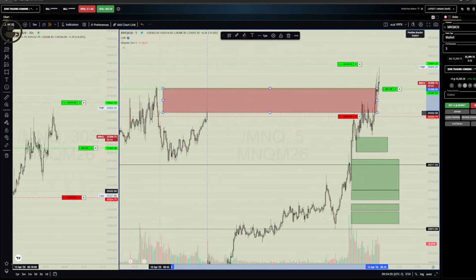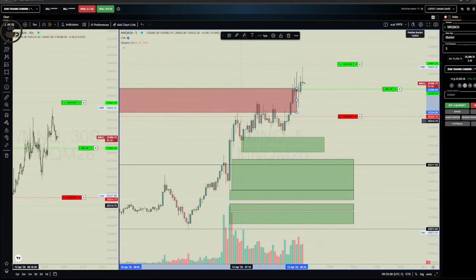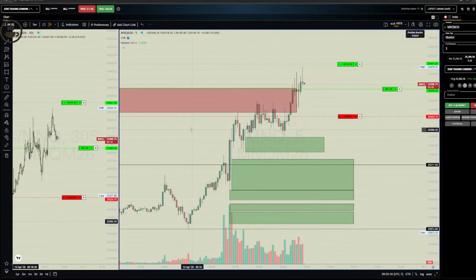So here was your previous supply before. Came over. Notice we touched into that supply, came back down into demand, found new buyers here, came back up into supply and shoved off. So every time it got into the zone, it started selling. So I want you to visualize this for a second here.